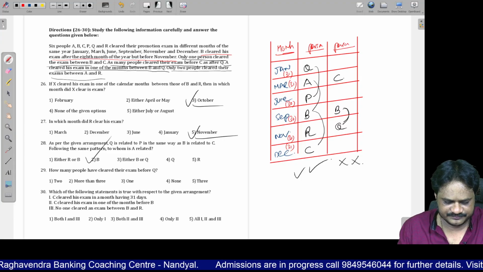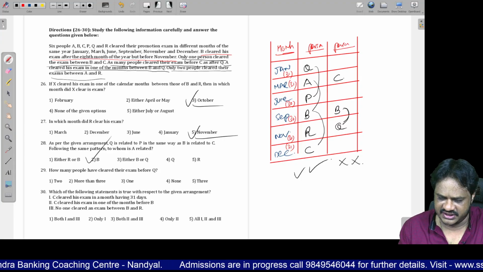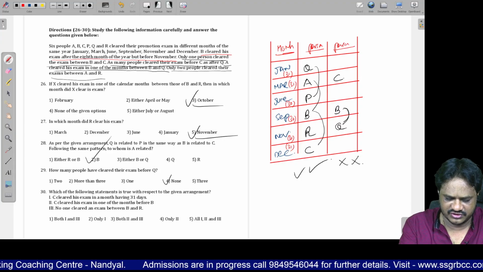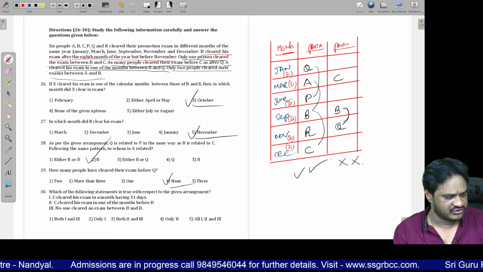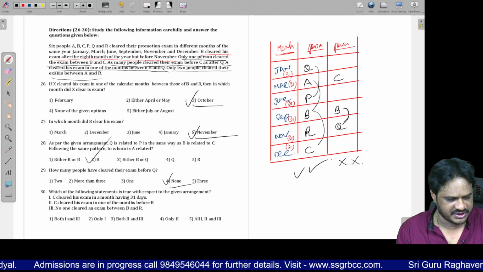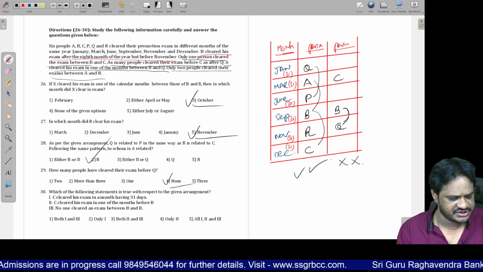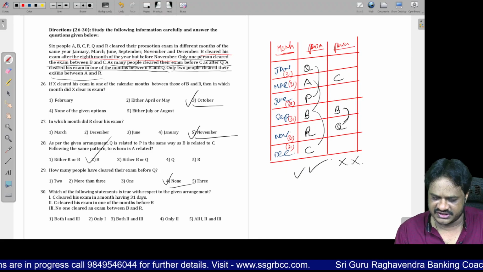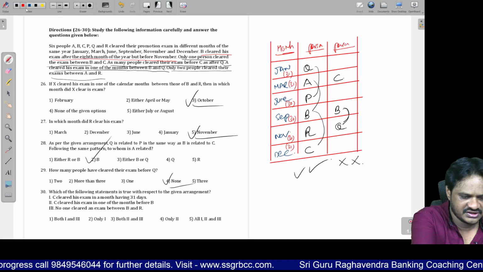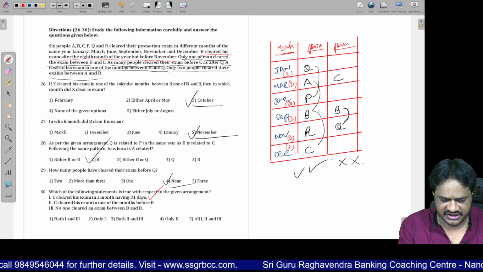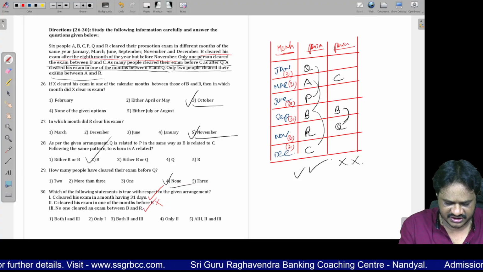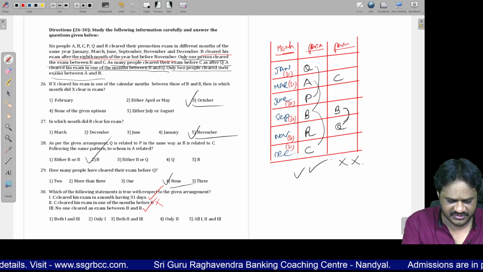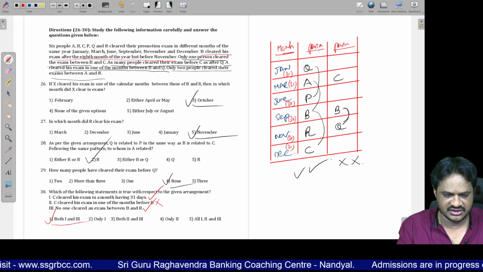Next one. How many people cleared the exam before Q? Before Q, there is no one. So the answer is none. Which of the following is true with respect to the given arrangement? C cleared the exam in the month having 31 days. That is definitely correct. C cleared before B. That is wrong. No one is there between B and R. That is also correct. So statements 1 and 3 are both correct.